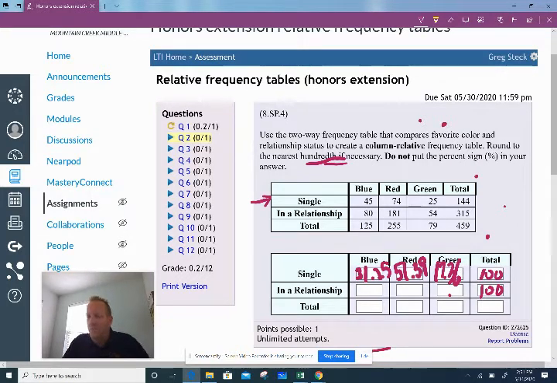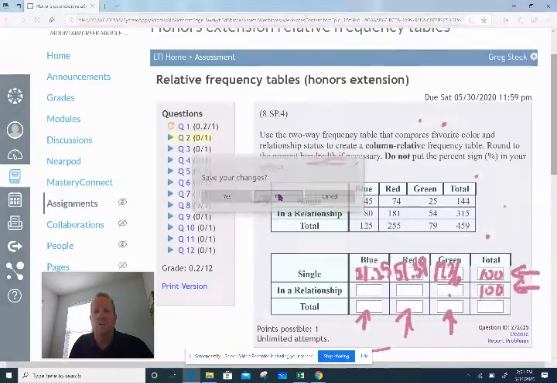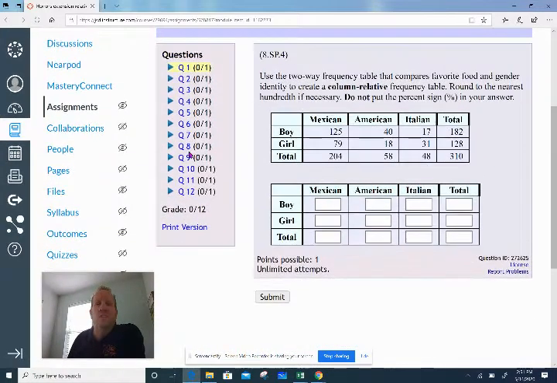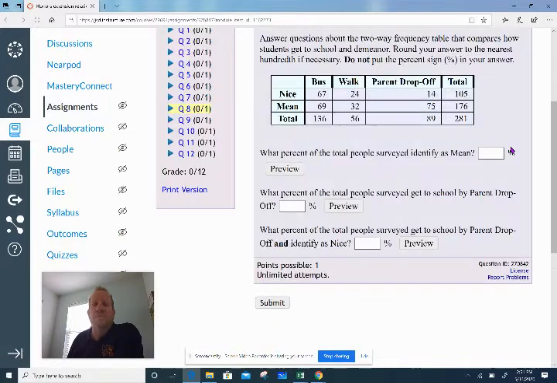So in a row relative frequency, your total here should be 100, and in a column relative frequency, your total here should be 100. Now let's just take a quick look at the next questions, because you're going to have to use what you now know in creating relative frequency tables to find out some results.